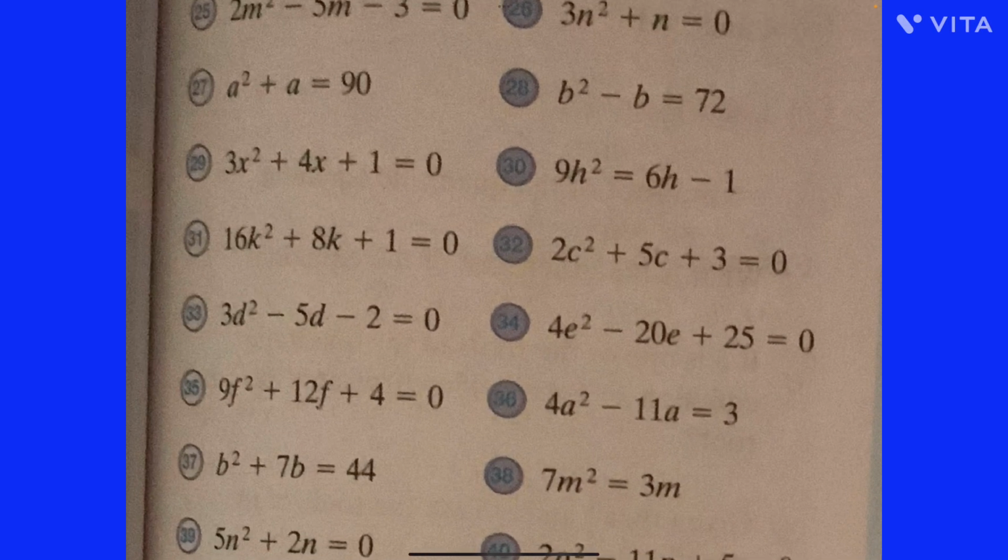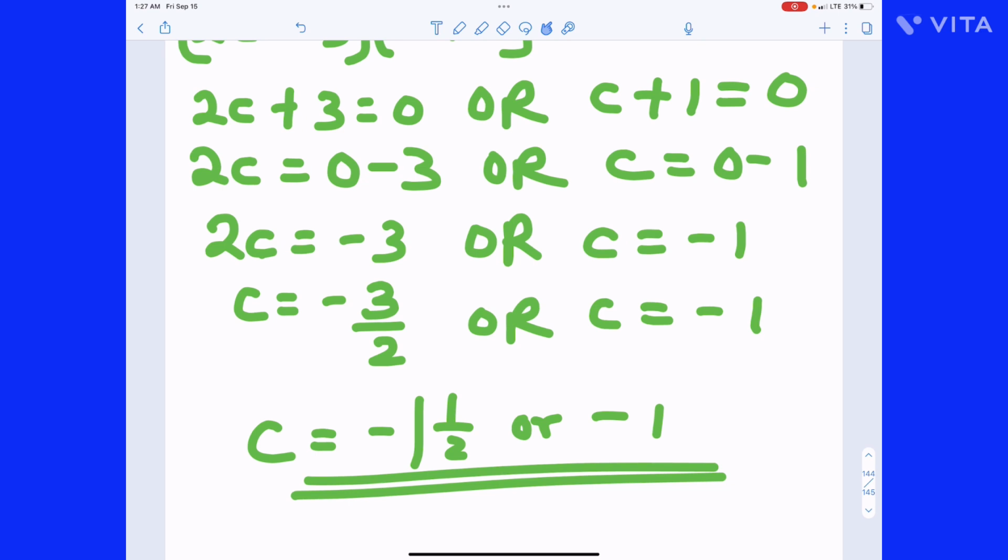That's number 32. Let's go to 33. 3d squared minus 5d minus 2 is 0.